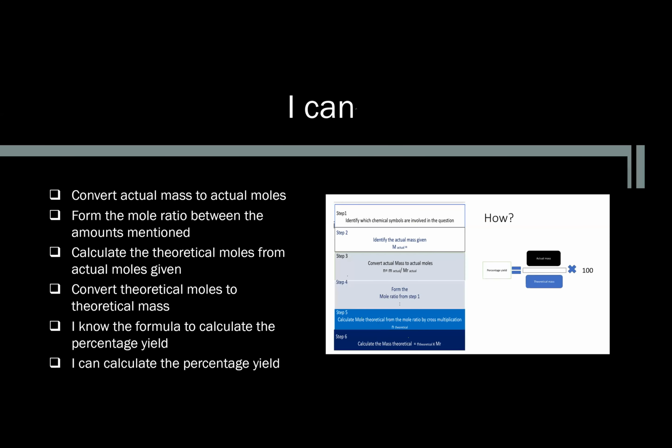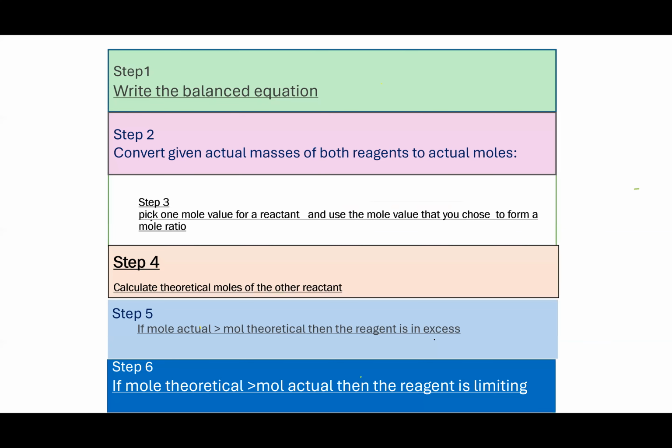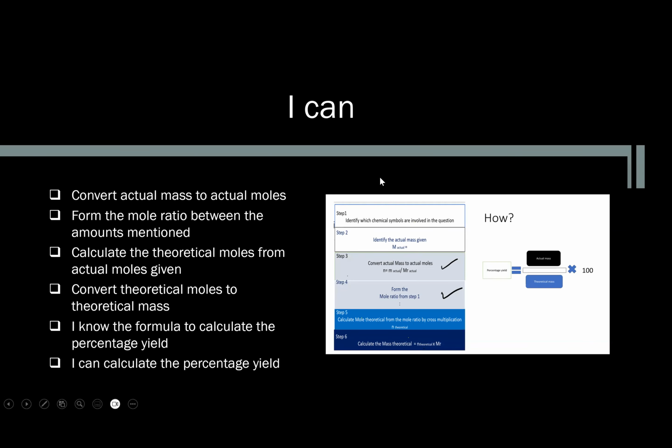Now, check again against these steps with another question and try to solve it on your own. You can convert actual mass to actual moles, you can calculate the theoretical moles from the actual moles using the mole ratio, and you can find the theoretical mass from the moles by using n times Mr. So this is basically what you are supposed to be learning.